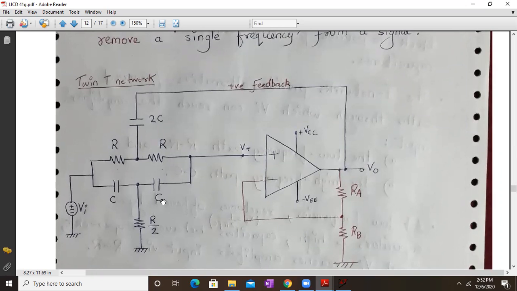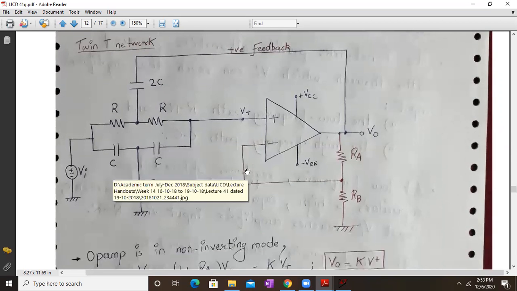You can see C, and this R by 2 forms a T network, and this R, R, and 2C forms the inverted T network. That's why it is called a twin T network. The positive feedback is given via this part, and the negative feedback is given via this part. So the op-amp is working in the non-inverting mode with input as V plus, and the gain as 1 plus RA upon RB.